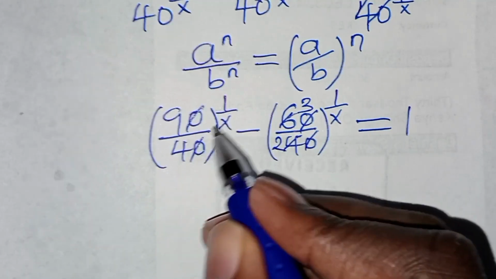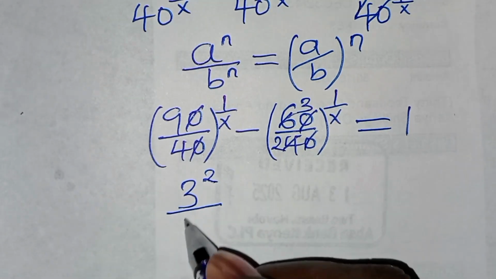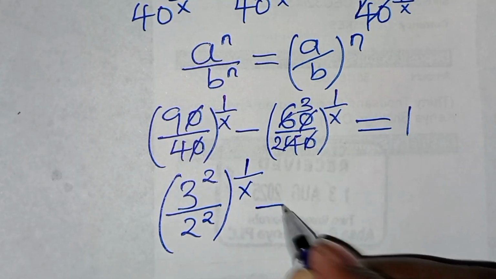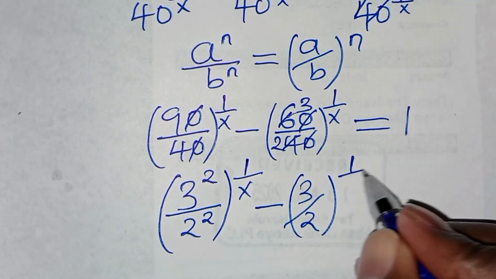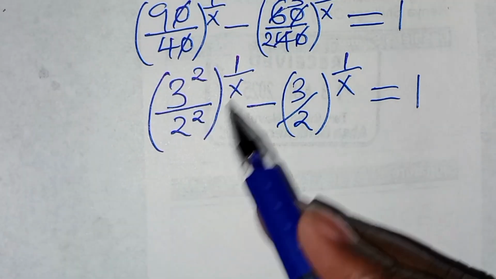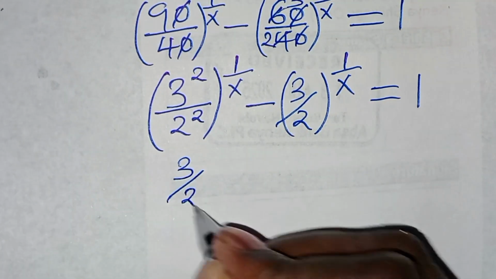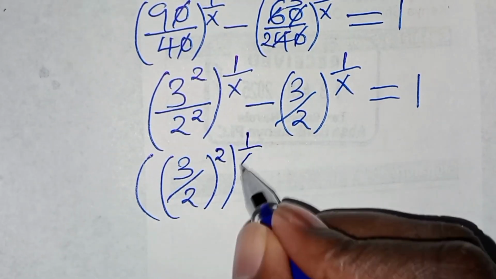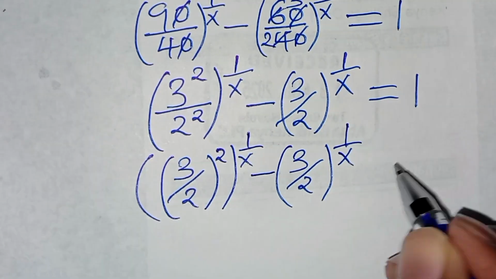Then we simplify here. Now we can express 9 over 4 as 3 raised to power 2 over 2 raised to power 2, all of this raised to power 1 over x. Then subtract 3 over 2 raised to power 1 over x, equal to 1. Now 3 to power 2 over 2 to power 2, raised to power 1 over x, we can express as 3 over 2 raised to power 2, then raised to power 1 over x. Subtract 3 over 2 raised to power 1 over x, equal to 1.